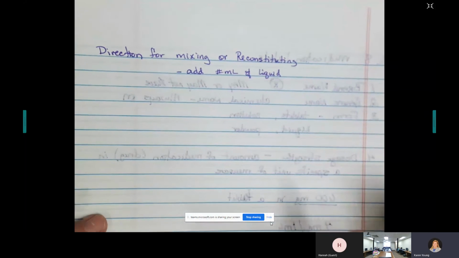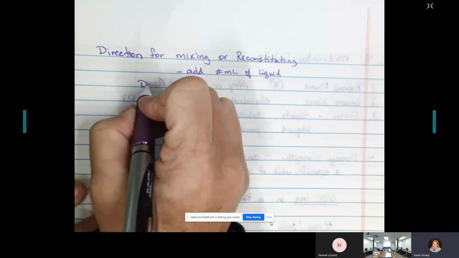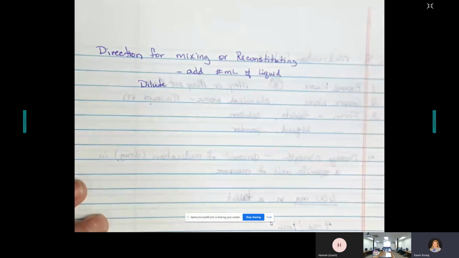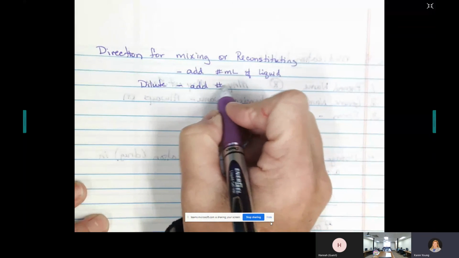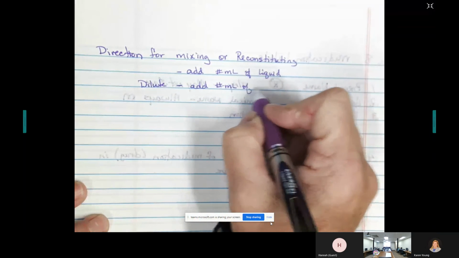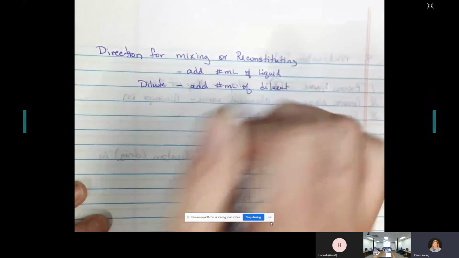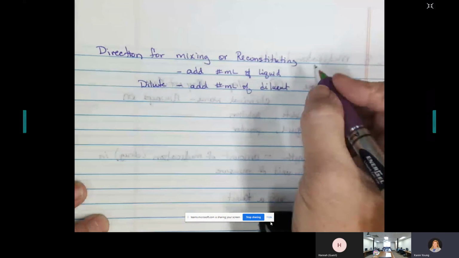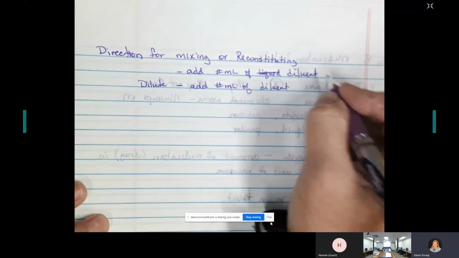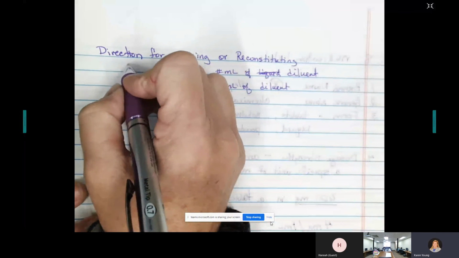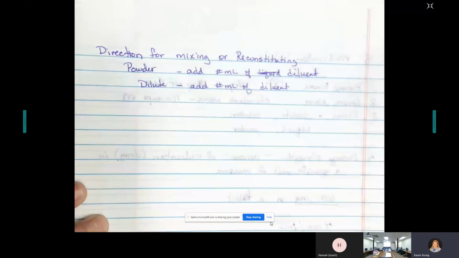Now, sometimes you're going to just dilute a liquid because you've got a highly concentrated liquid, and you're going to dilute it so you can give it. And again, it'll tell you the number of milliliters to add. And that tells you the number of milliliters of diluent to add. So sometimes it's in a powder, sometimes it's in a strong solution. You have to dilute it.